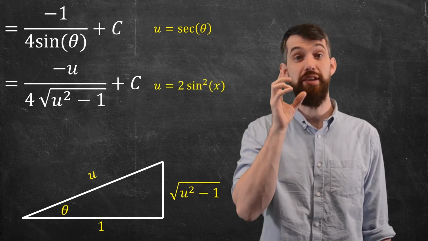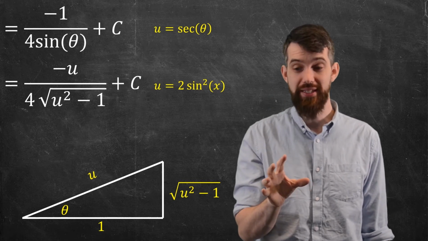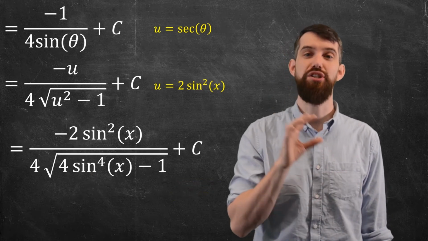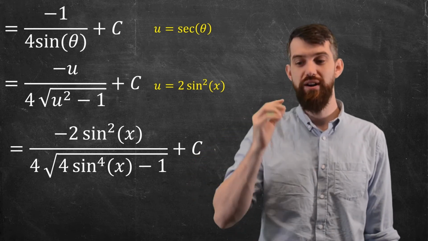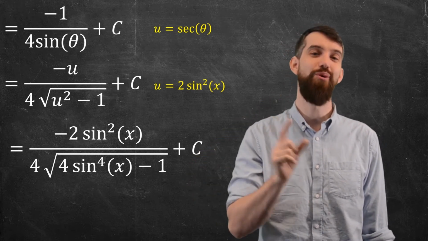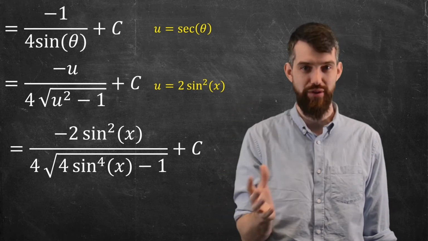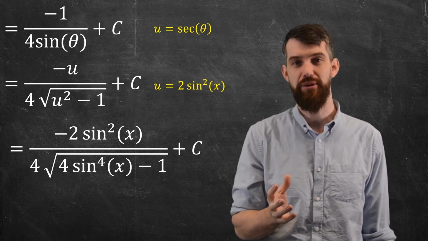It was u is 2 sine squared of x. I plug that in, what do I get? Minus 2 sine squared of x, all divided by 4 square root of 4 sine to the 4th of x minus 1, plus C. That is a mouthful, but it is indeed our final answer.